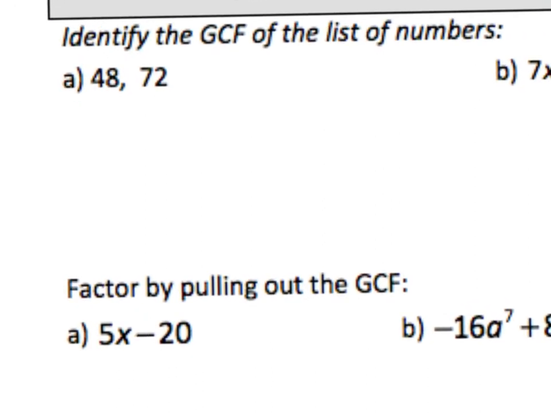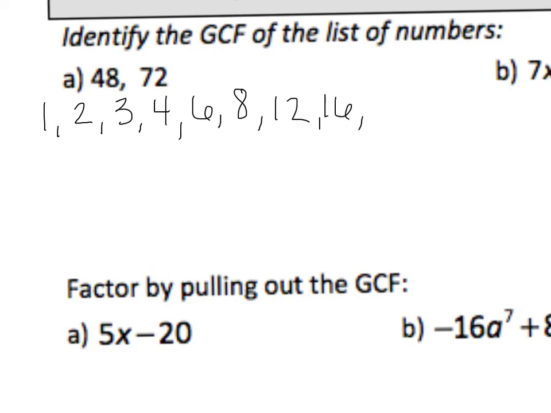So if I list the factors of 48, it would be 1, 2, 3, 4, 6, 8, 12, 16, 24, and 48. So remember, a factor is a number that goes in evenly, so it divides. So all these numbers get divided evenly into 48.